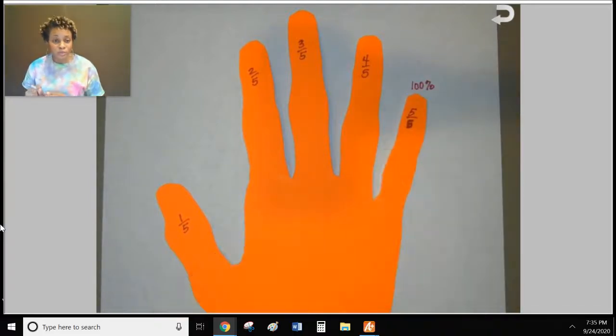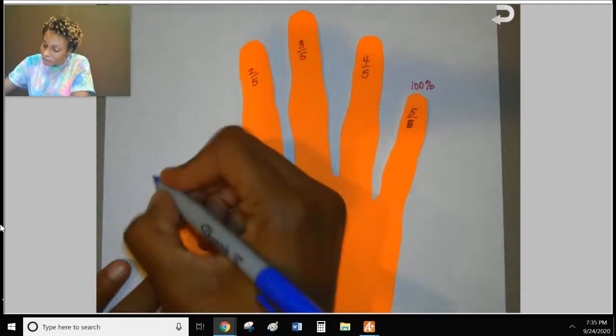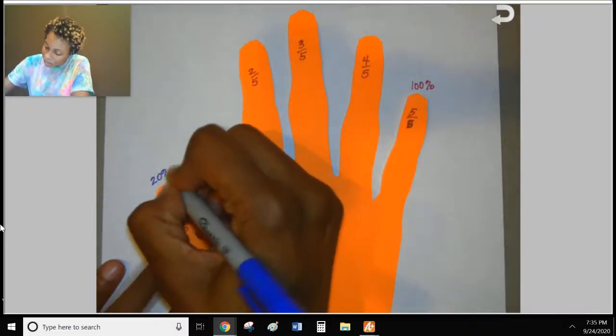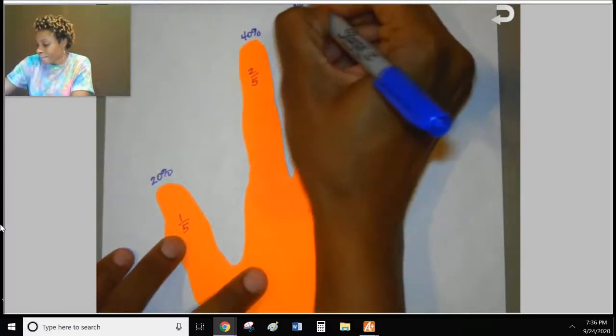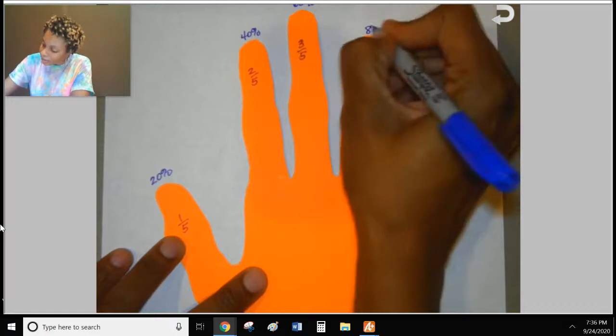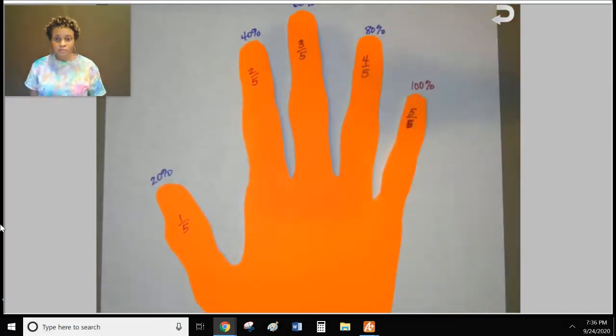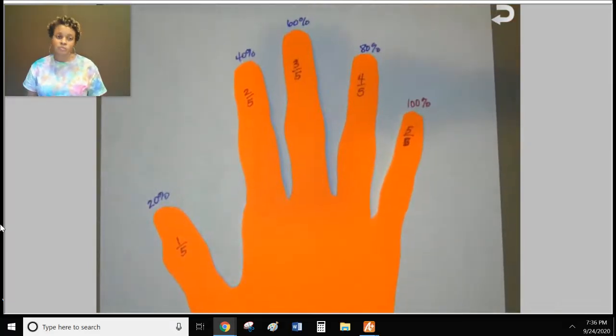If I take 100% and I divide it by 5, I realize that each one of my fingers would represent 20%. So I would skip count by 20. It's just like 2, 4, 6, 8, 10. Instead, I'm going to say 20, 40, 60, 80%. So this is super easy.